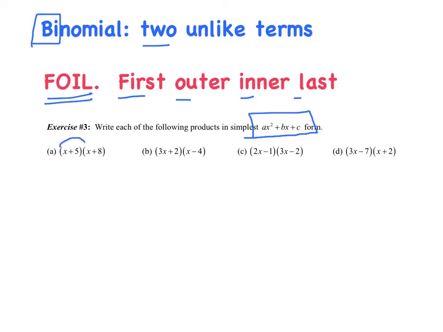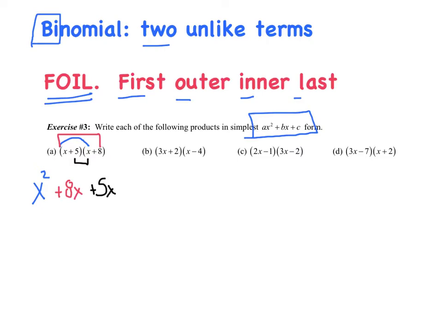The first means the first in each set. X times x is x squared. Outer means the outermost. X times 8, and notice that's a positive, so 8x. Inner means the innermost 2. Positive 5 times positive x is a positive 5x.